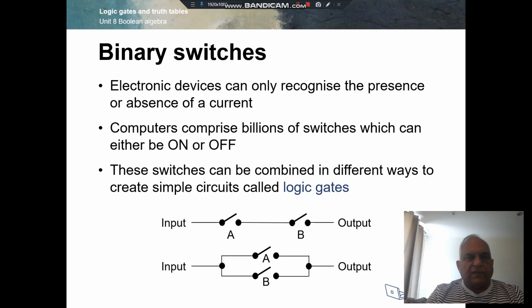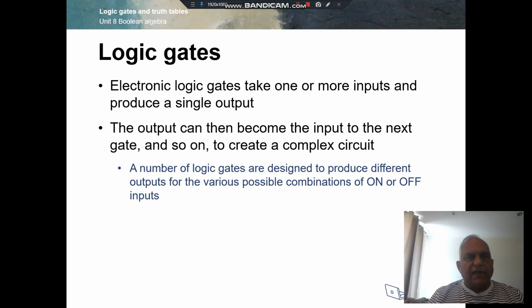One circuit is either on or off. Second thing we'll learn here: by combining these circuits, or combining these switches, in different ways, we will create simple circuits. We call them logical gates. So we will create gates from these logical gates.